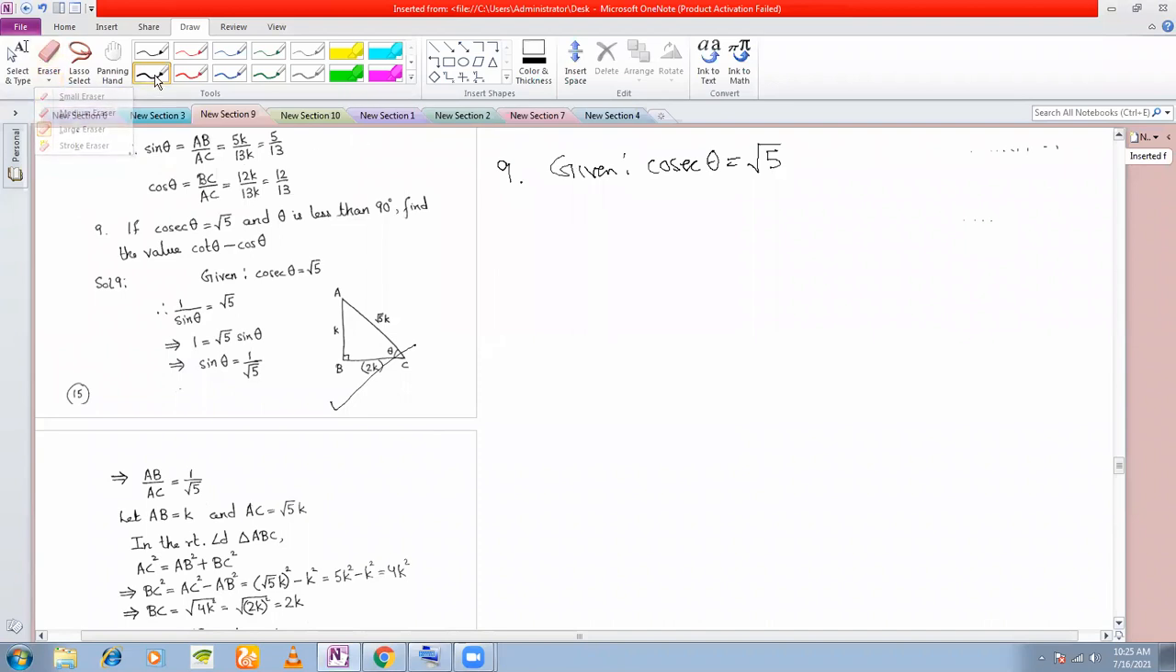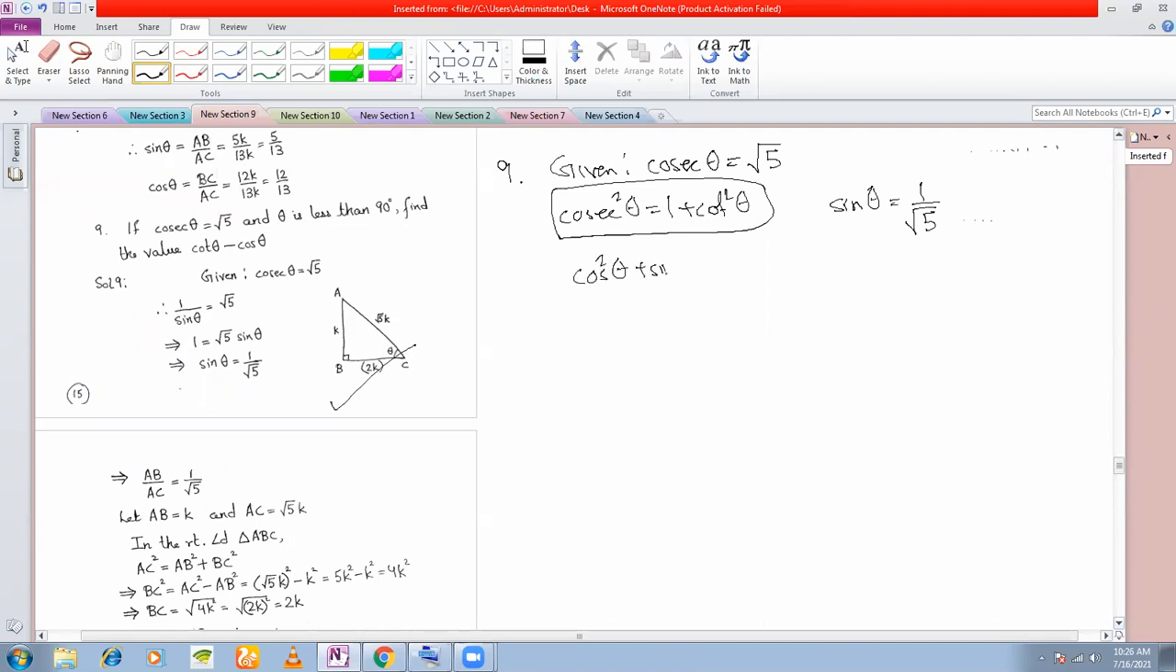You try it on. I'll just give you hints, okay? The hint is that cosec theta is given and you want to find cot theta. Use cosec square theta is equal to 1 plus cot square theta to find cot theta. And what about cos theta? From cosec theta, you can find sin theta, which is 1 by root 5, because cosec is the reciprocal of sine. Then use cos square theta plus sin square theta is equal to 1 to find cos theta. Clear with this? Just as earlier we did.